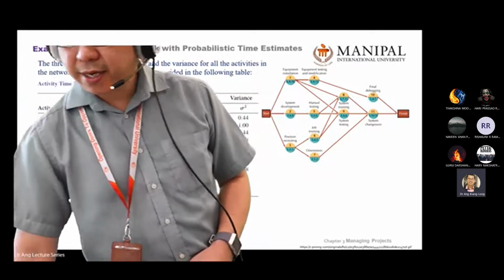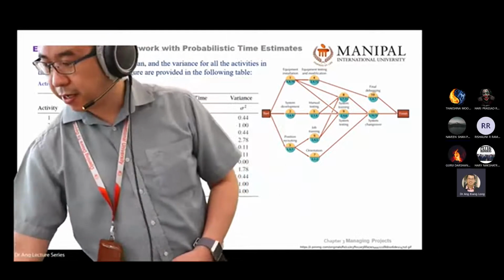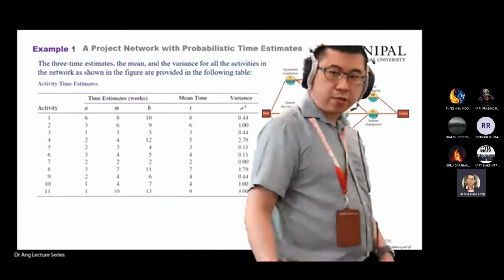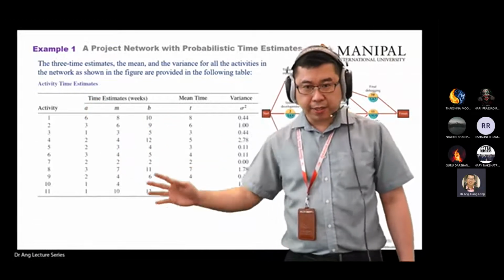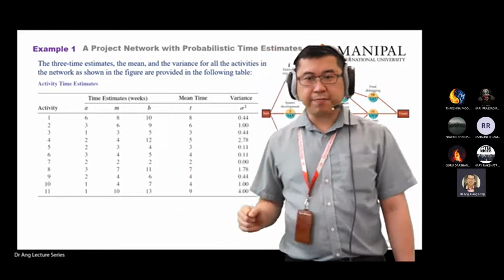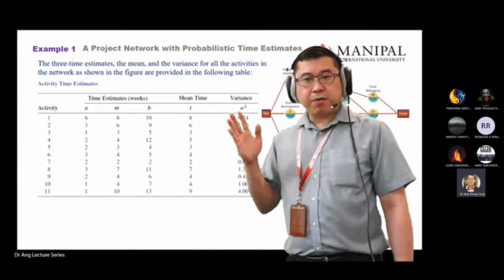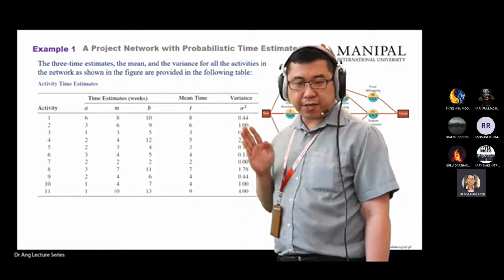Guru Darshan, are you there? Yes, sir. Okay, good. All right, now Guru Darshan, do you understand how to get the numbers of A, M, and B? Yes, sir, from the diagram. Yep, correct. Okay, good. All right, now we move on to the next column here, which is T and variance.